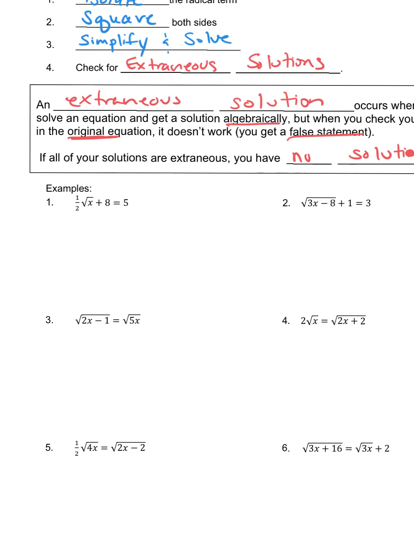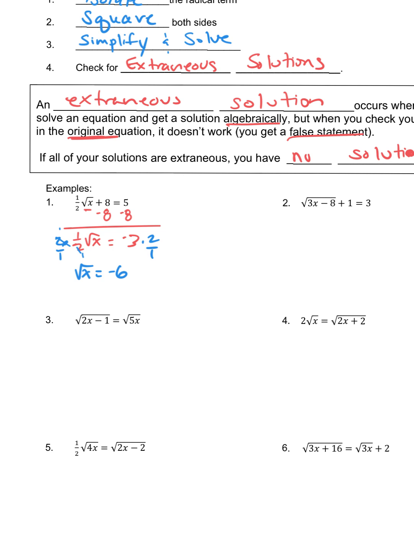Okay, radical equations. So the first one, it tells us to isolate the radical. We have to move the 8 over first. So 1/2 the square root of x equals a negative 3. Now we need to get rid of the 1/2, so we're going to multiply by the reciprocal, which is 2. You can write 2 over 1. So these two cancel to 1, and so I have the square root of x equals negative 6.